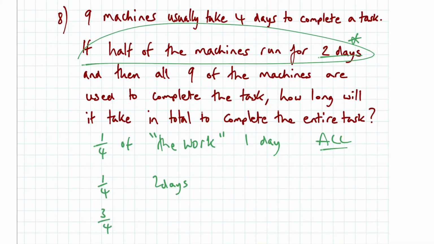All the machines are now joining back in. We already know from the first thing I wrote down that when everyone's working, a quarter of the work takes a day. 3/4 of the work will be 3 days. Add these together: 5 days. So that's how you do that.